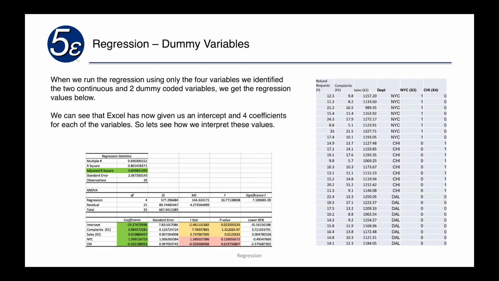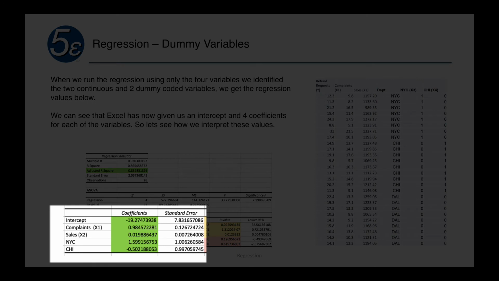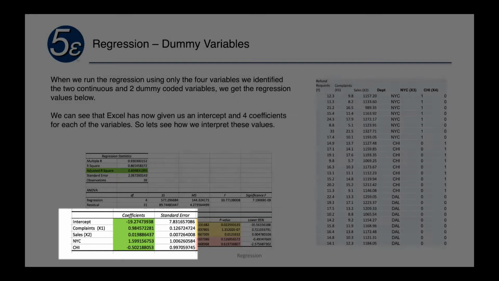When we run the regression using only 4 variables, we identified the 2 continuous and 2 dummy-coded variables, and we get the regression values below. You can see that we have an intercept of negative 19.27, the coefficient for complaints is 0.98, the coefficient for sales is 0.01, and New York City is 1.59, and for Chicago it's negative 0.50. So let's see how we interpret these values a little bit more closely.